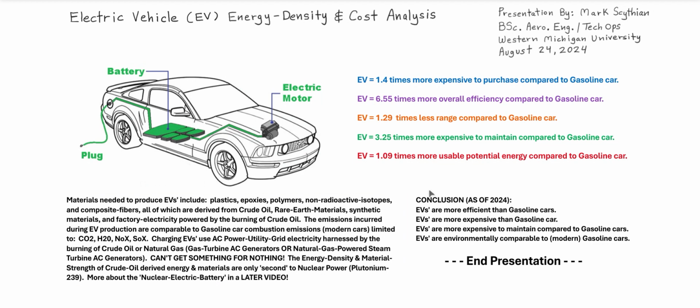So the final conclusion, and this is as of 2024: electric vehicles are more efficient than gasoline cars. Electric vehicles are more expensive than gasoline cars. Electric vehicles are more expensive to maintain compared to gasoline cars, and electric vehicles are environmentally comparable to modern gasoline cars.